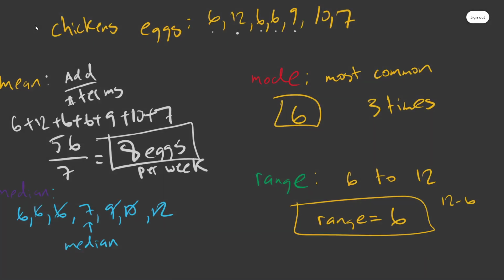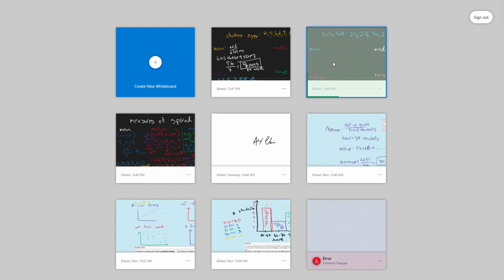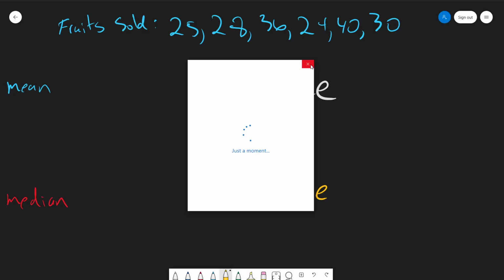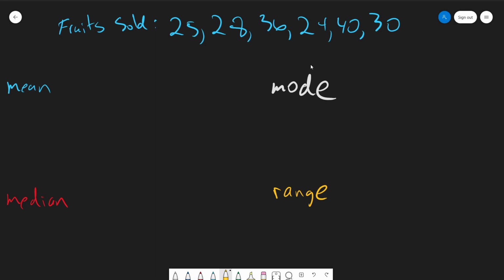Okay, you also might have a data set that doesn't have an odd number of terms, in which case you're going to have to do a little bit more to find your median. Everything else is still going to be the same, so I'm still going to find my mean the same way. I'm going to add these up. So I'm selling fruits now. 1, 2, 3, 4, 5, 6 weeks of selling fruits, or 6 days. And this is how many I sold.